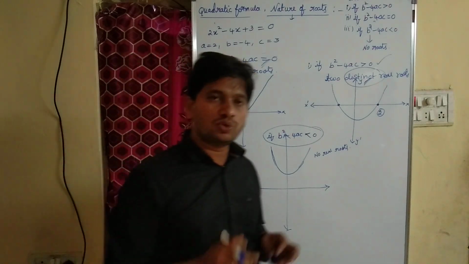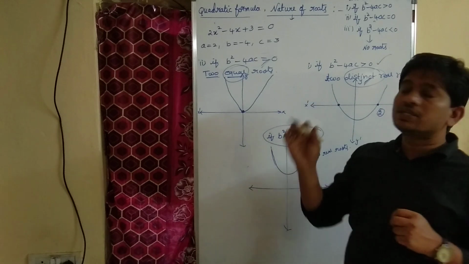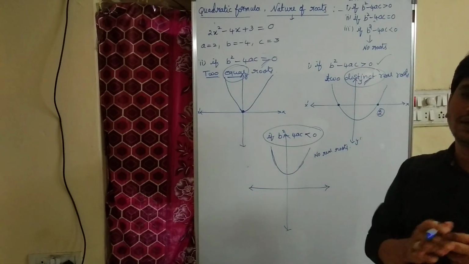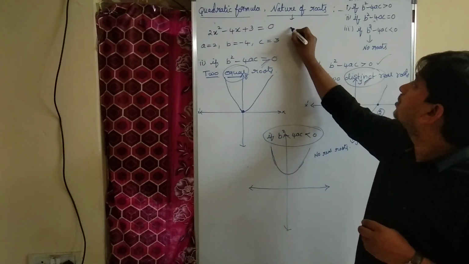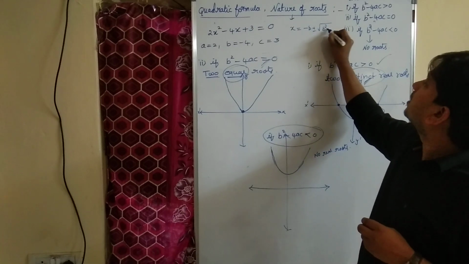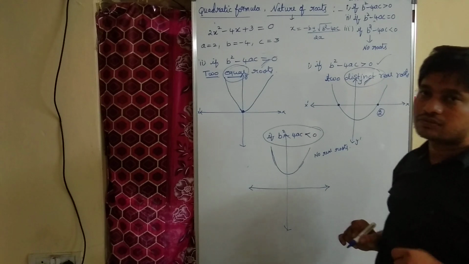So this is our concept, children, that is the quadratic formula, that is x equal to minus b plus or minus root over b square minus 4ac by 2a. Here b square minus 4ac is called the discriminant. It is denoted by the letter d. So if d is greater than 0, then minus b plus or minus root over b square minus 4ac by 2a is called the quadratic formula.